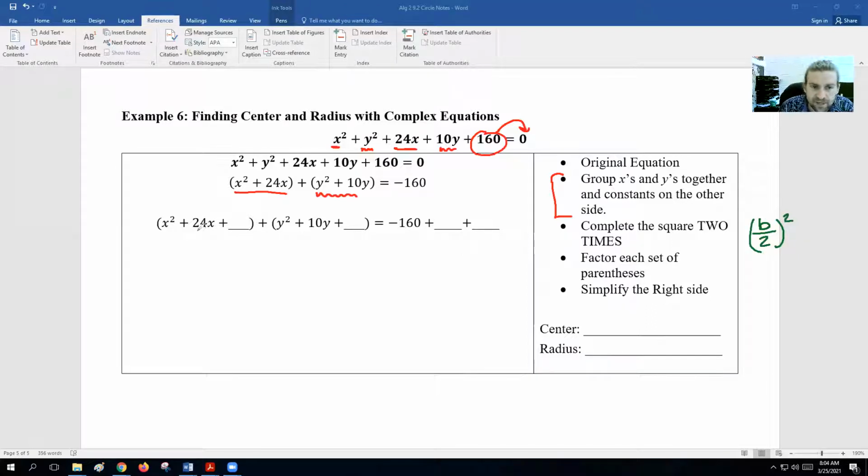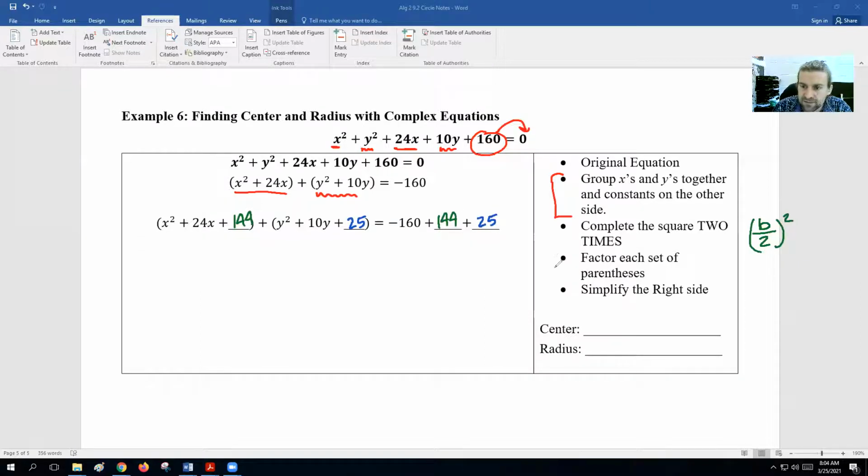So what's 24 divided by 2? That's 12. 12 squared is 144. So we're going to add 144 there, and we'll add 144 there. We're going to do the same thing over here with the y's. 10y cut in half is 5y. 5 squared is 25. So we're going to put a 25 there and a 25 there.